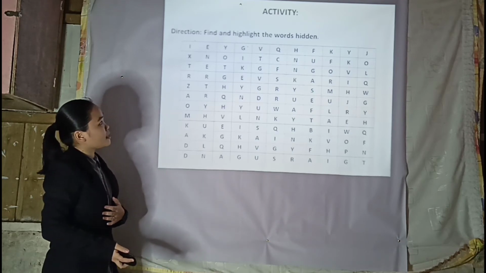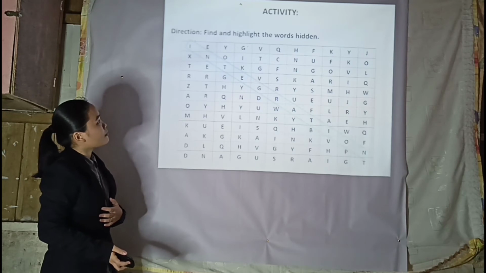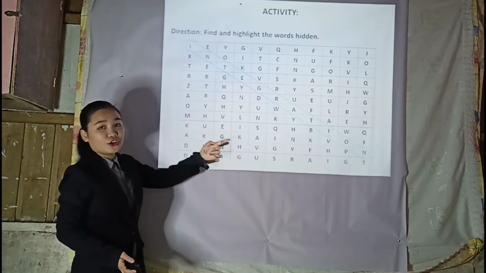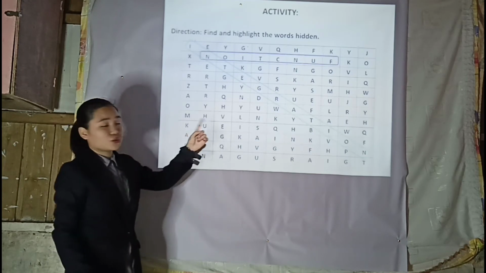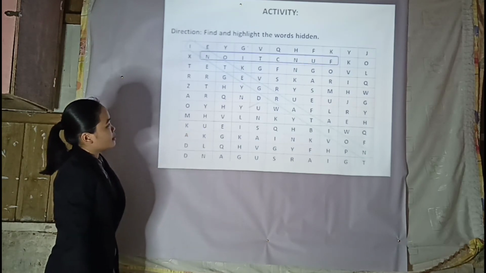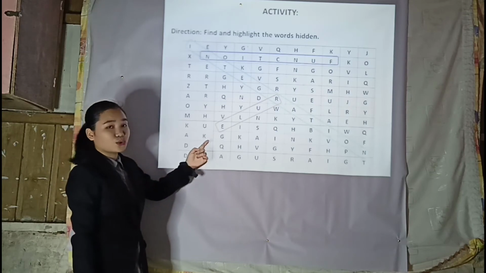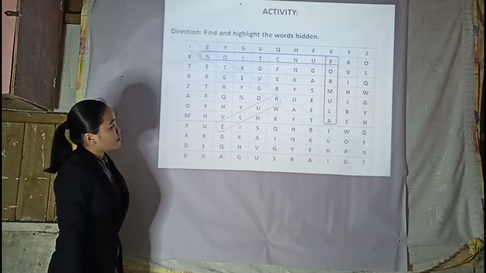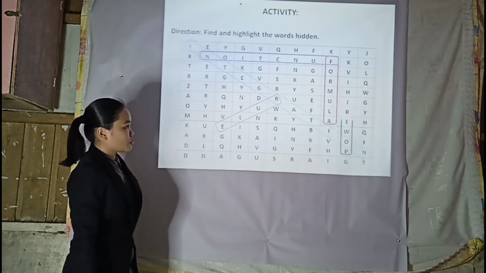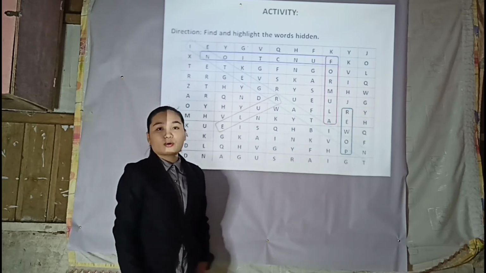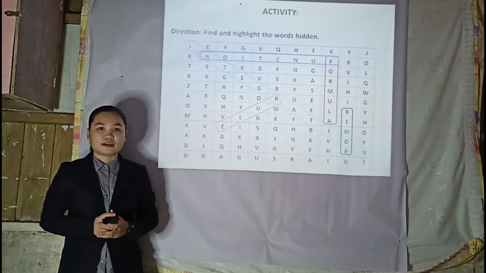So, the first word is integration. The second, function. The third is rule. The fourth word is formula. And the last word is power. So, who got the correct answer?